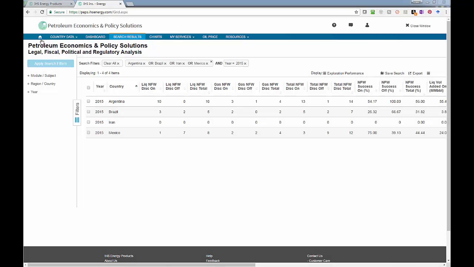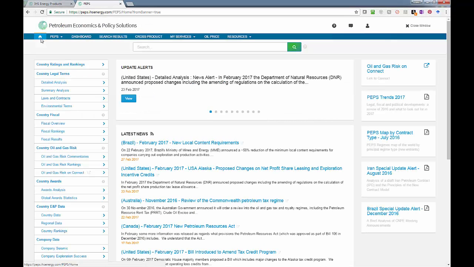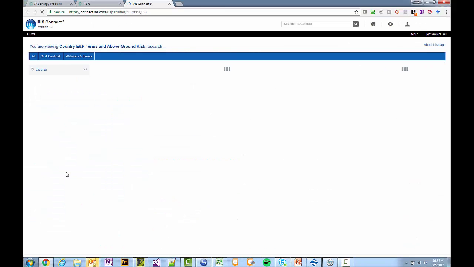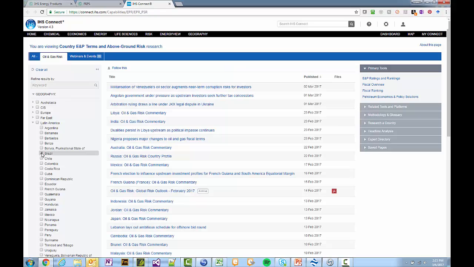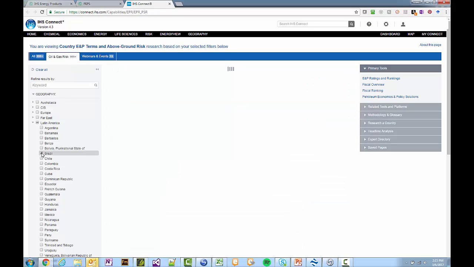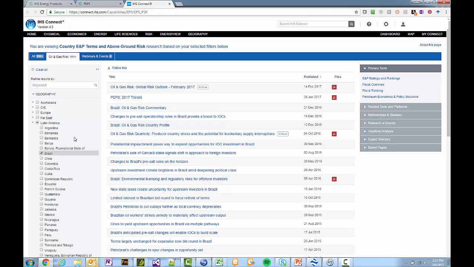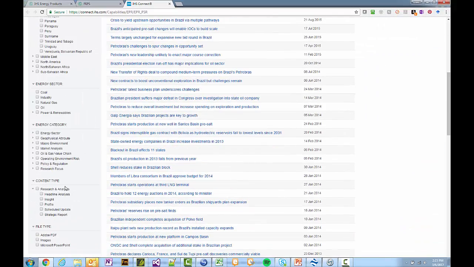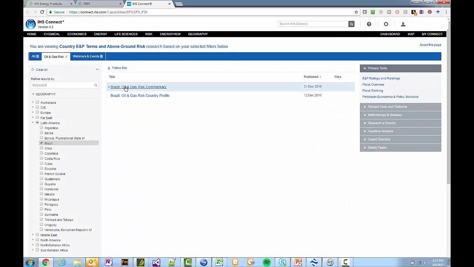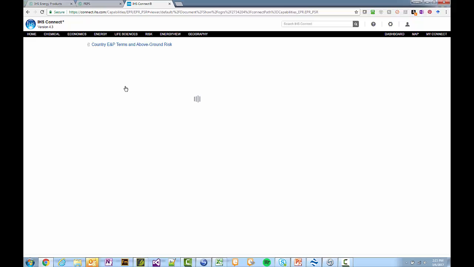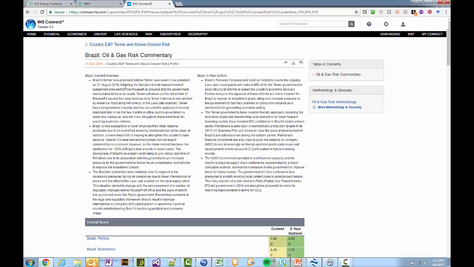The team starts their specific assessment of Brazil by taking a closer look at above-ground risk, ensuring they have a comprehensive understanding of the operating environment. They begin by examining the country's oil and gas risk commentary. This provides them with a detailed picture of the key risks investors face and the five-year outlook for change. It covers everything from the role of regulators in the NOC to the potential for labor unrest or export restrictions.